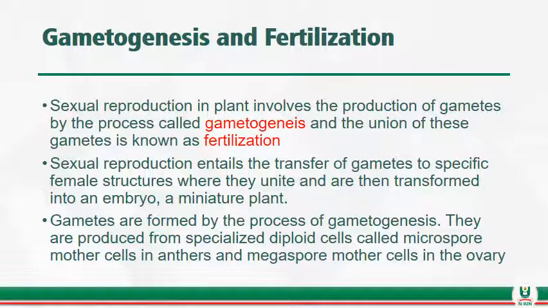So the microspore mother cells are the ones that form the anther, and the megaspore mother cells are the ones that form the ovary. So the microspore is the one that forms the anther, which is the male gamete, and the megaspore is the one that forms the ovary, which is the female gamete. So the fusion of both of them is what is known as fertilization. I could tell you to differentiate it, so you should be able to know the differences between these terms.